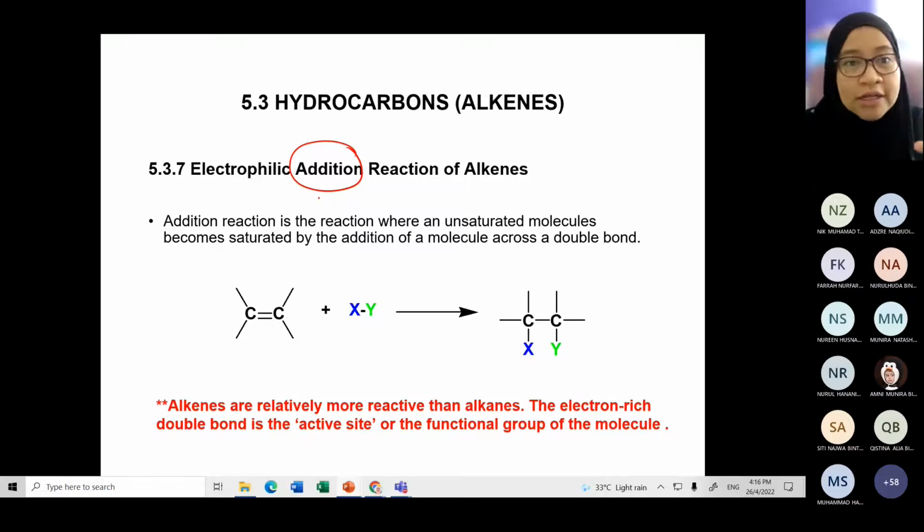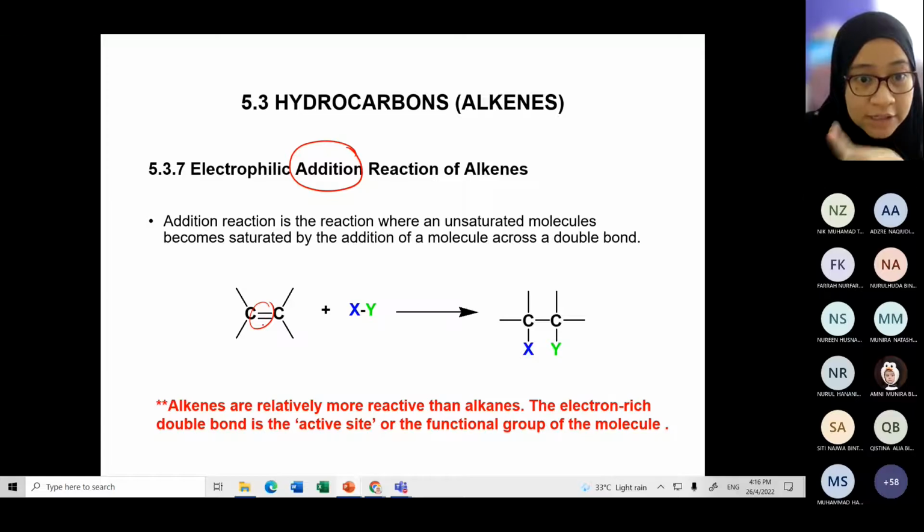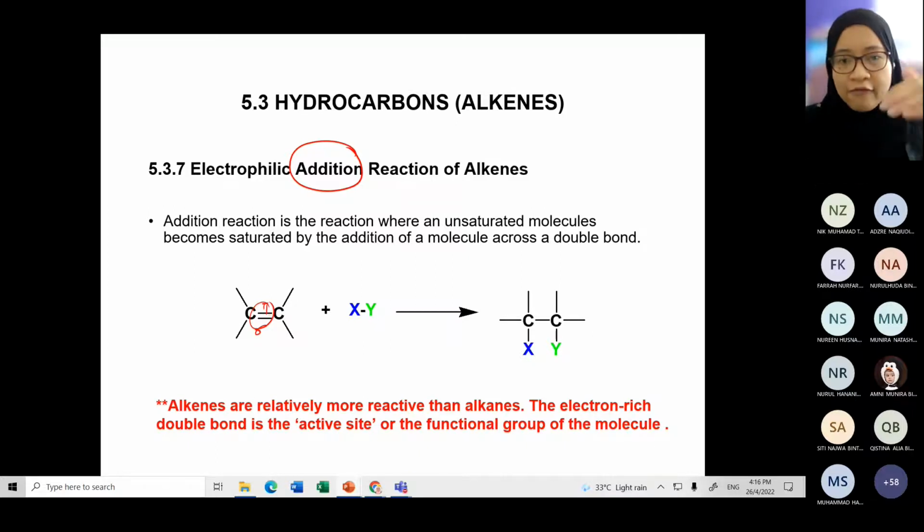Because it is already saturated, it is full. But for alkenes, it is known as addition because they have a double bond. This double bond has the sigma and pi bonds, right? The pi bond is weak and it can be broken down and form another bond. When it is broken down, it will form one bond on each carbon.